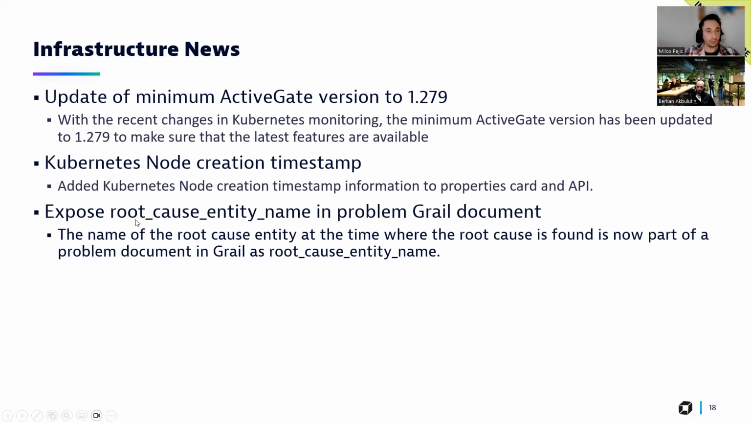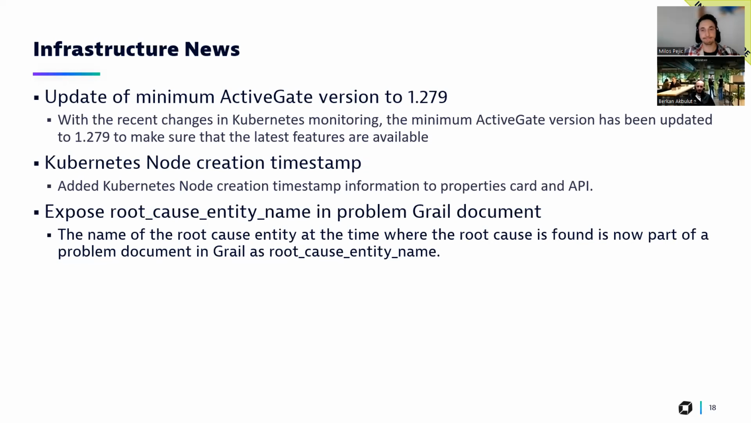And we have one more exposure of the root cause entity name in Grail documents, in problem Grail documents. Let's see what this looks like in the UI. Maybe a couple of things I just would like to add. For the minimum ActiveGate version, I think we already have a warning in the Kubernetes page. So if you use an outdated version, you will get this information directly on your Kubernetes overview page.